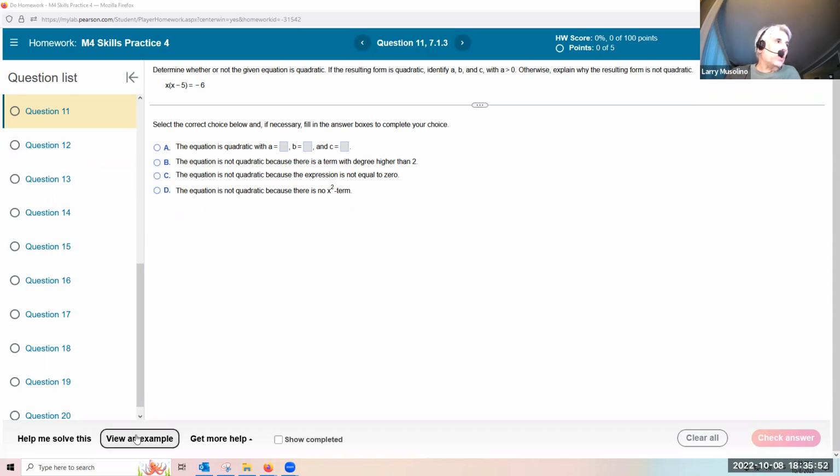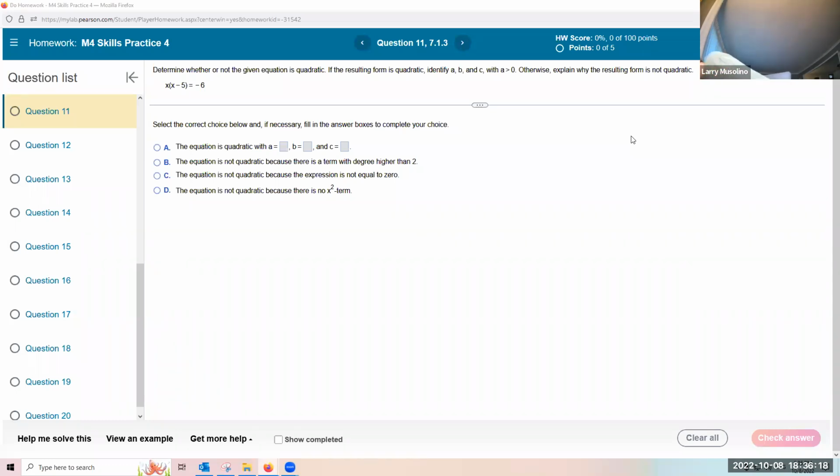Folks, remember, when you are in my labs, you can use this view an example button or help me solve this, or you can also open up the textbook. So please, folks, use these help buttons as needed. All right, let's take a look at this one to get started. It says determine whether or not the equation is quadratic.